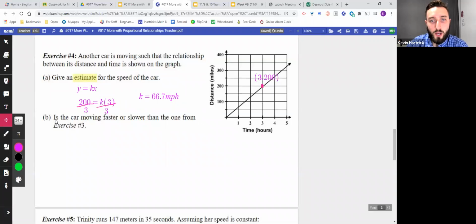In B, which you guys are going to try on your own, you need to determine, is this car going faster or slower than the one from exercise 3? Go ahead and figure that out on your own. Fill in the work that we did here and your answer to B, and then move on to the next question. I'll see you in the next question.